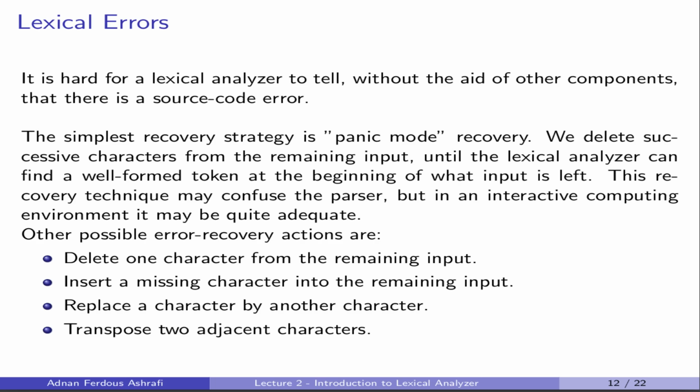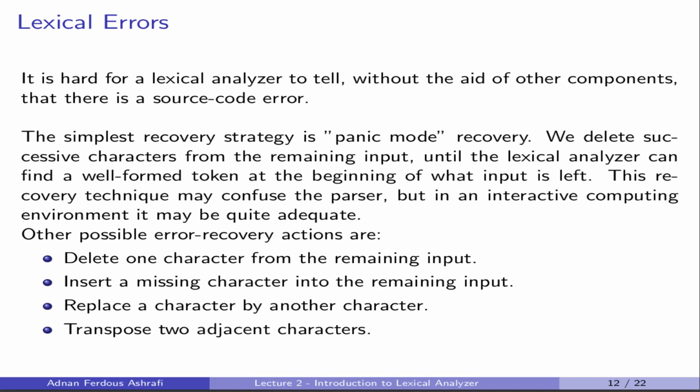These are, number one, we can delete one character from the remaining input and check if everything is okay. So if everything is okay, that means যে আমার প্রোগ্রামিংয়ে অ্যাকচুয়ালি কোনো ভুল নাই, শুধুমাত্র একটা এক্সট্রা ক্যারেক্টার কোথাও insert হয়েছে, alright? So this is one way. Another second way is insert a missing character into the remaining input. So we can randomly put a character and check if the remaining input becomes valid. So যদি valid হয় তার মানে হচ্ছে I have missed some character from my specific instruction, alright?